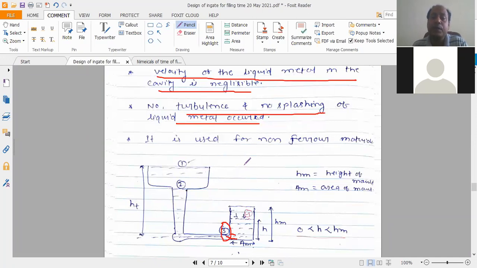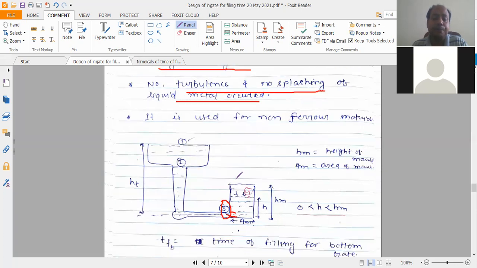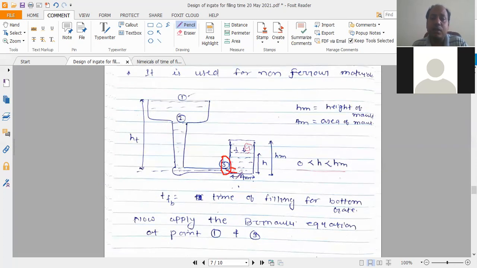So we use the bottom gate where time is not the constraint. In general, we have observed that very good castings are made by the bottom gate, because turbulence and splashing are avoided here due to the low, negligible velocity entering into the gate.